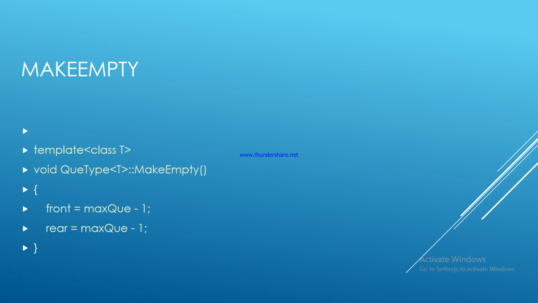We can see the makeEmpty function here. Here we have used the class template. The queue makeEmpty function is of type void. Here the front is made equal to maxQ minus 1 and the rear is made equal to maxQ minus 1 in order to empty the queue.